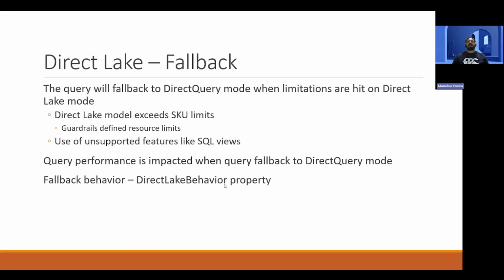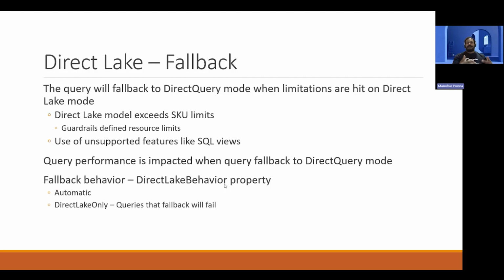So what it says is direct lake behavior. It sets a property. So basically, you have three options, right? Leave it as it is. It will decide when it wants to fall back to the direct query. So your queries never fail. It may be slow, but at least it doesn't fail when it hits the limitations.